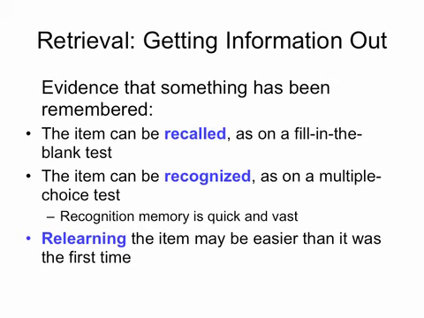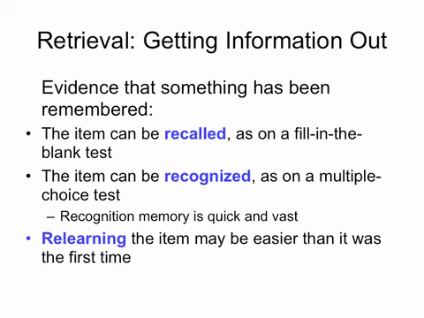Okay, so we've put the information in, encoding, we've worked at keeping it there, storage. Now let's talk about getting the information back out. That's retrieval, okay? And so evidence that something has been remembered. You can either recall it, which is actually the hardest of the three things to do. And so that's like fill in the blank tests or an essay test. Or you can at least recognize it, like on a multiple choice test, right? That's usually the quickest one.